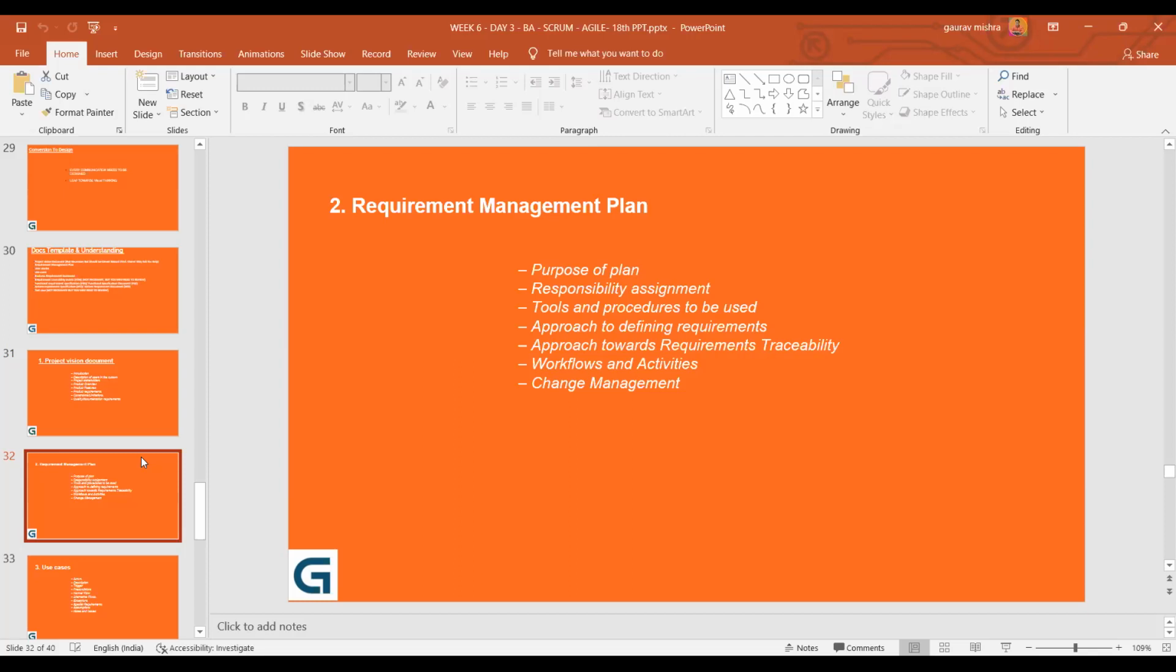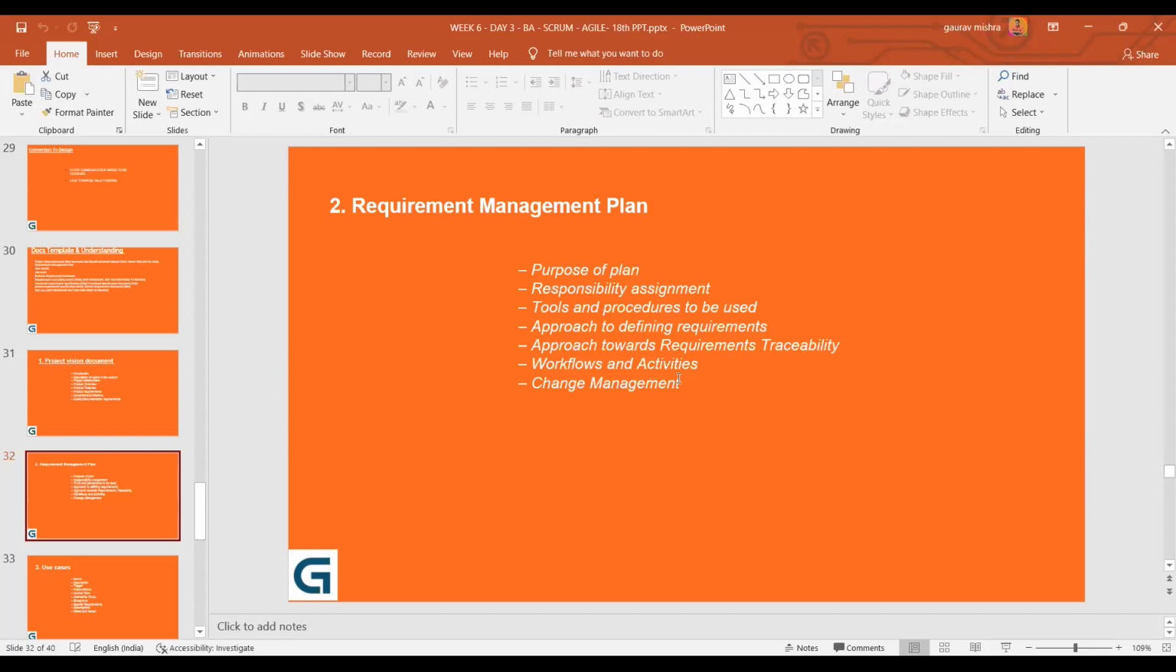Then comes another document, say Confluence, that you are using as a word processor. So all these things will come under tools and procedures to be used. Are we good so far here? Tools and procedures, I gave you some examples. Then approach to defining requirements will come over here. Every requirement will have an approach that we are going to define in this section.